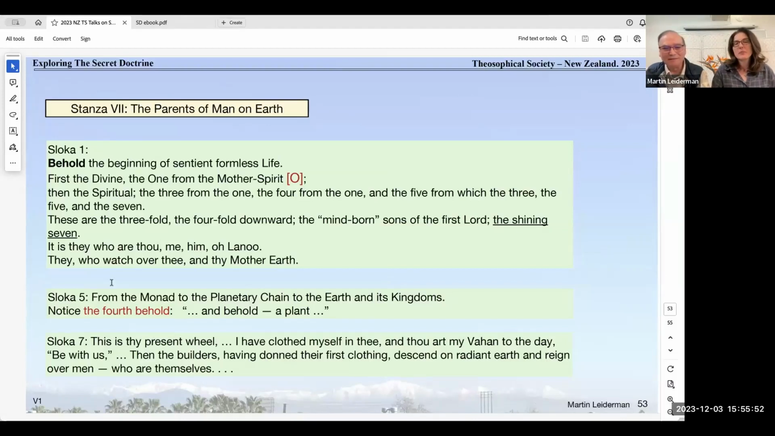"I have clothed myself in thee, and thou art my vahan, or vehicle." Look, feel it. I, my monad, right? Atma Buddhi Manas. I clothe myself in thee. We got to feel that. We are not this physical body. In Theosophy, we are this 7-fold constitution. He's telling us, behold it, look at it, feel it, meditate, contemplate it. You are my vehicle, right? Thou art my vahan. "Then the builders, having donned their first clothing, descend on radiant earth and reign over men who are themselves." And that takes us to anthropogenesis.